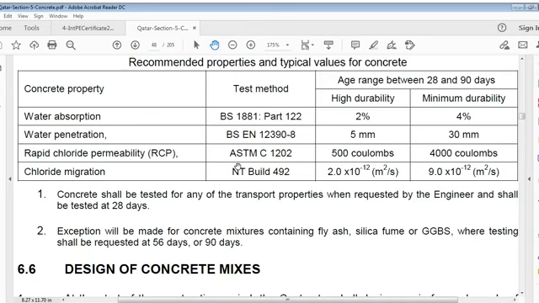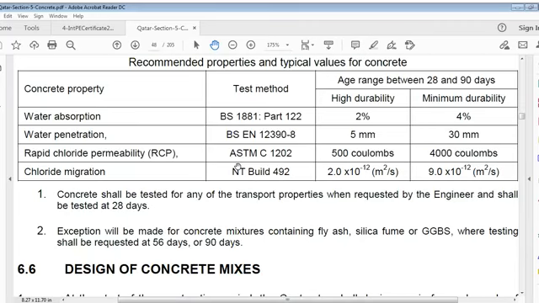Water penetration, BS EN 12390-8. High durability 5 mm and minimum durability 30 mm. So 5 mm and 30 mm, you can see, which is better, 5 mm or 30 mm? You can understand yourself. If it is 5 mm, it is less permeable, less penetrable, and when it is 30 mm, it is not durable.